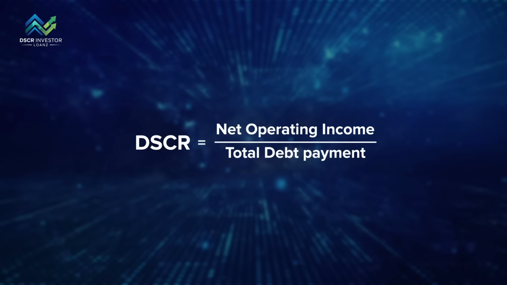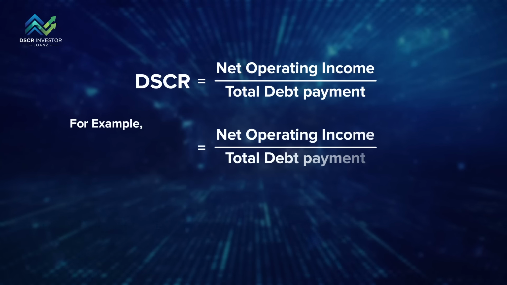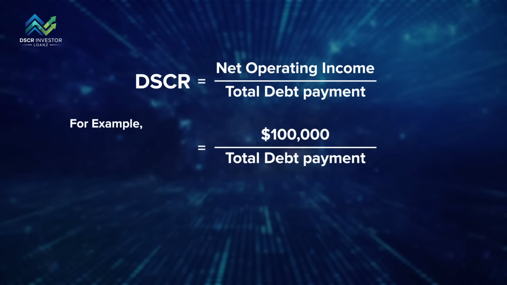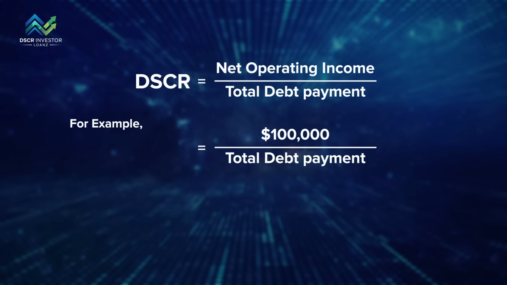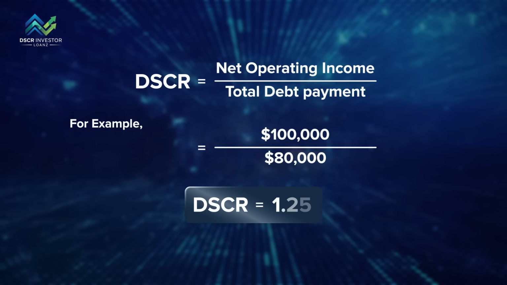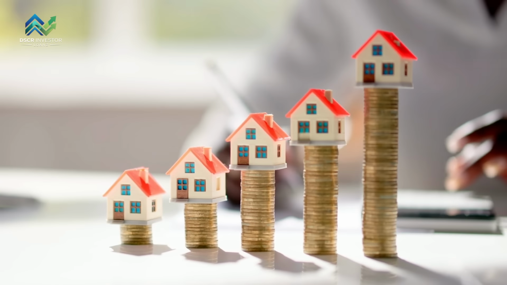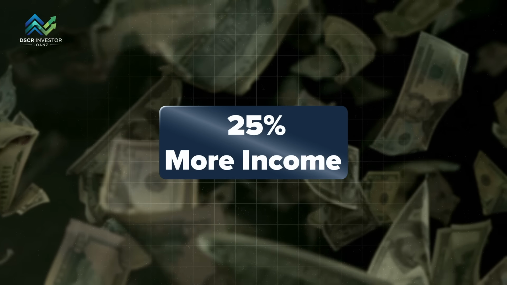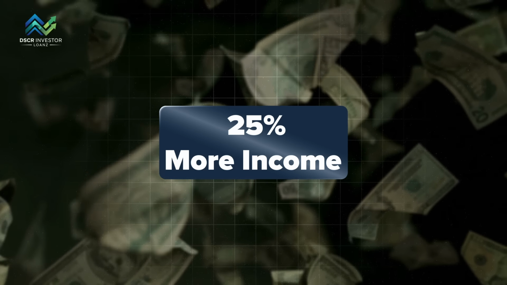Here's a simple equation. For example, if a property generates $100,000 in net operating income annually and the total debt payments are $80,000, the DSCR would be 1.25. This means the property generates 25% more income than what's required to cover its debt.